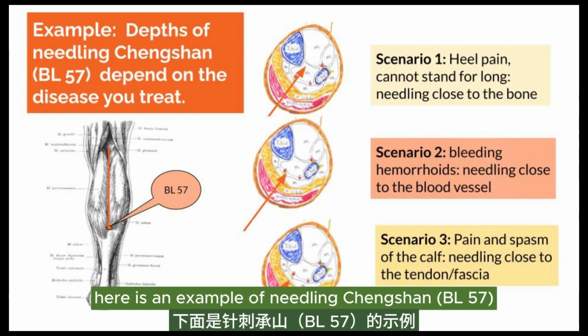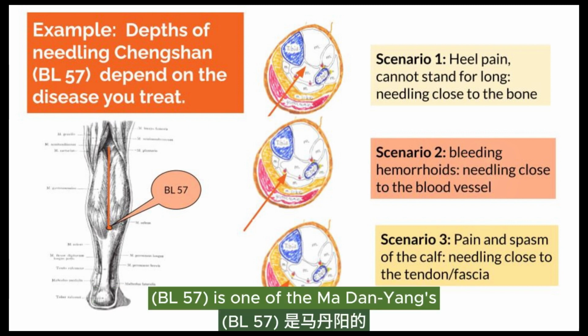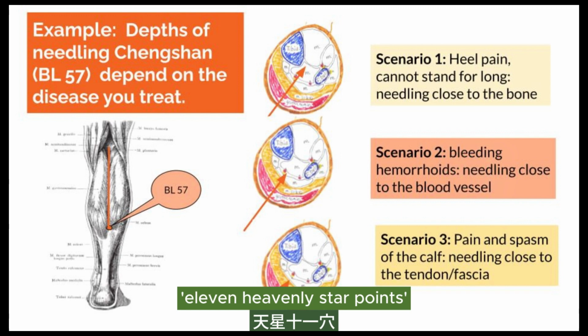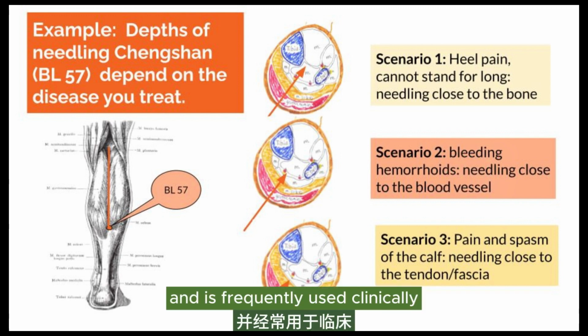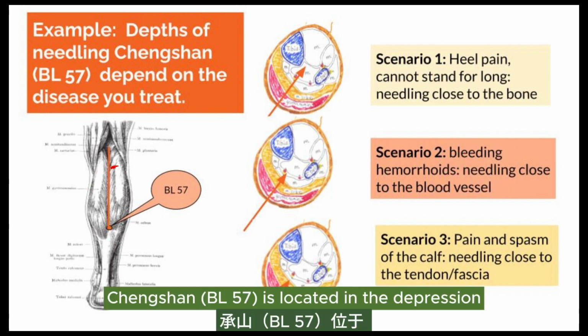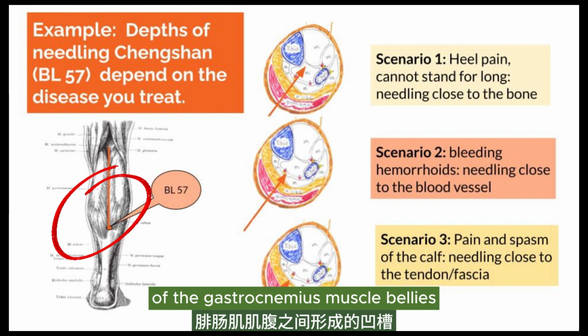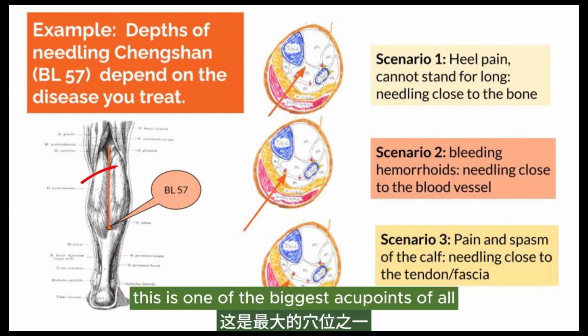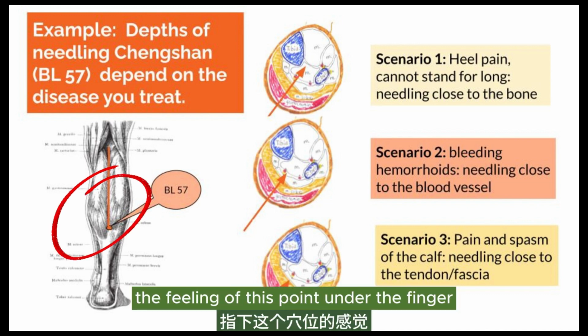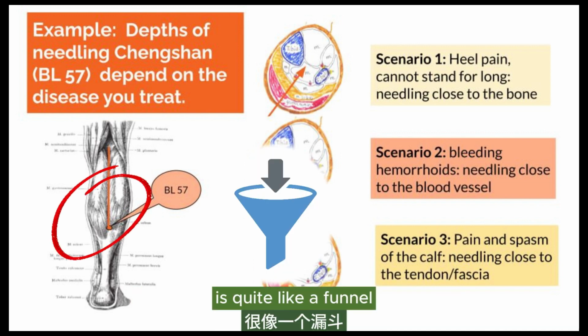Here is an example of needling Chengshan BL57. BL57 is one of Ma Dan Yang's 11 heavenly star points and is frequently used clinically. Chengshan BL57 is located in the depression formed between the two origins of the gastrocnemius muscle bellies. This is one of the biggest acupoints of all. The feeling of this point under the finger is quite like a funnel.